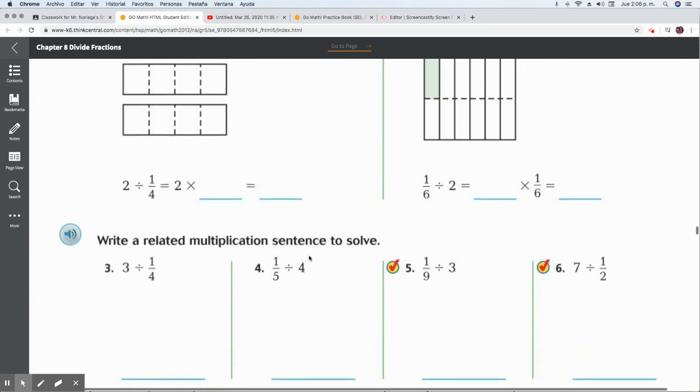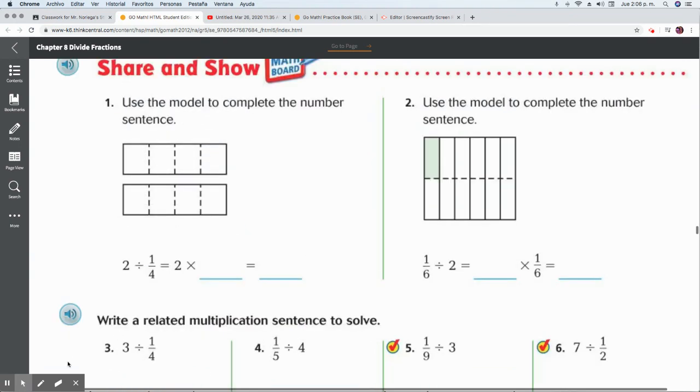Okay, so for number one, to find the answer, we have two rectangles. This number represents the two rectangles. The 1/4 represents how each rectangle is divided. To find the answer, we just need to count the number of rectangles, which is 2. The number of squares in each rectangle: 1, 2, 3, 4. So there's a total of 4 pieces in each rectangle. To find the answer, we just need to multiply 2 times 4. What's 2 times 4? 8. Okay, so that's for number one.